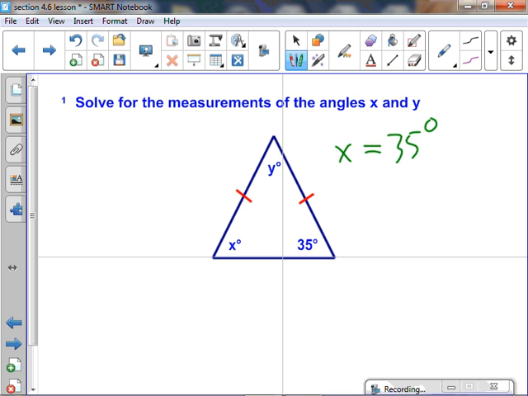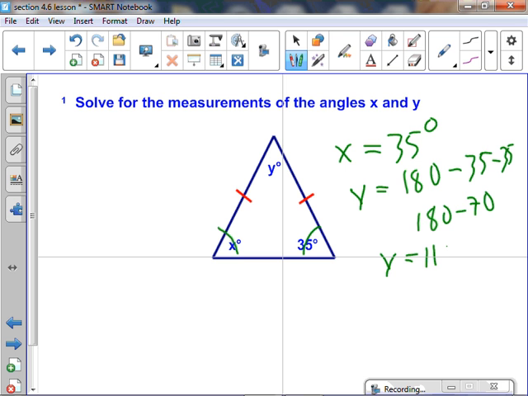And then it's pretty obvious that y is going to equal 180 minus 35 minus 35, because your other 2 angles are 35 and 35. So you subtract those from 180. You get 180 minus 70. Y must equal 110. Simple enough, right?